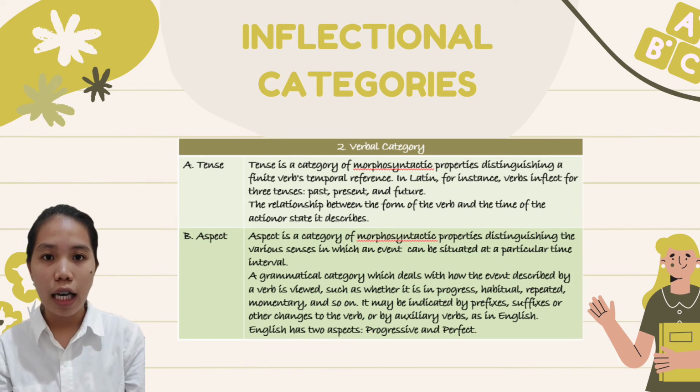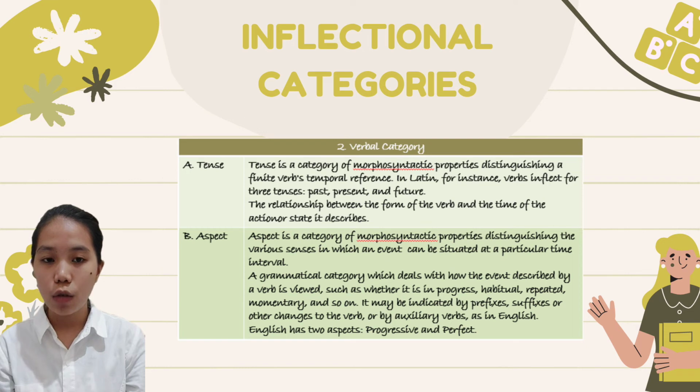B. Aspect. Aspect is a category of morphological properties which distinguishes the various senses in which an event can be situated at a particular time interval. A grammatical category which deals with how the event described by a verb is viewed, such as whether it is in progress, habitual, repeated, momentary, and so on. It may be indicated by prefixes, suffixes, or changes to the verb, or by auxiliary verbs. As in English, English has 2 aspects, progressive and perfect.